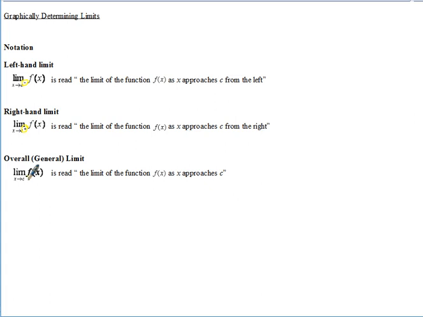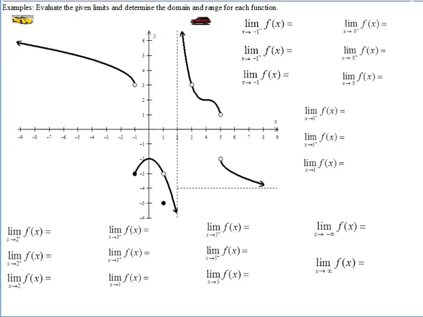And then when you don't see the plus or the minus here, that's the overall or general limit, which means coming from both sides: the limit of the function f of x as x approaches c. So let's first take a look at determining these limits graphically.